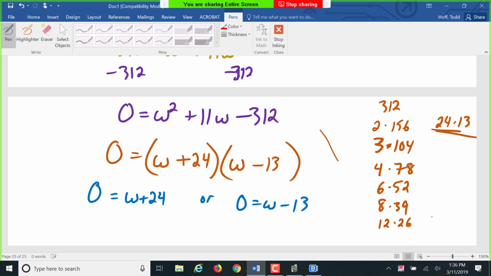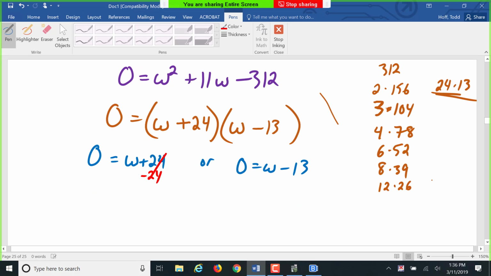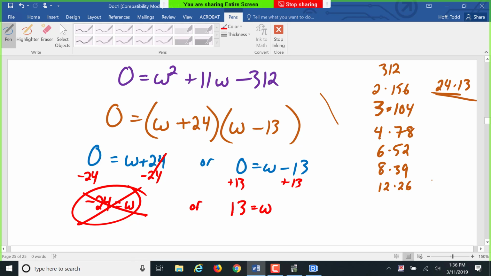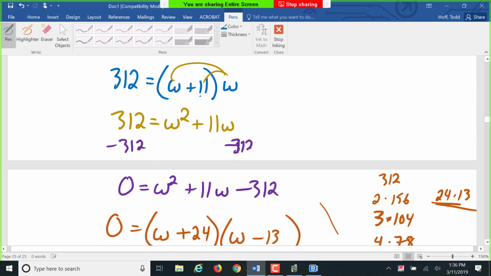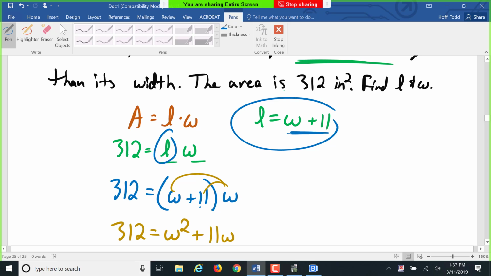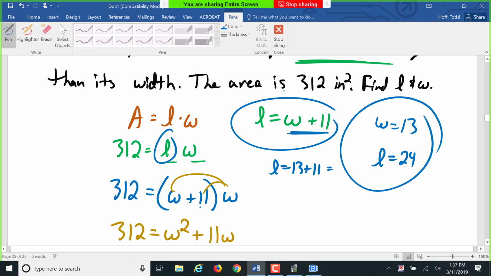If I solve this first one, I subtract 24. Negative 24 equals W. Does that make sense for a width of negative 24? No. Or, solving this one, I add 13. 13 equals W. Does that make sense? Yes. So we have the width of 13, but we still have to go back up and make sure we've answered our question. If the width is 13, the length is 13 plus 11, or 24.